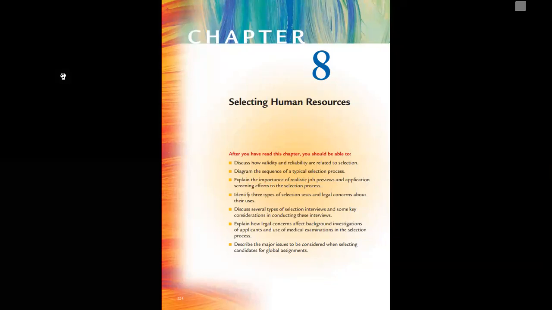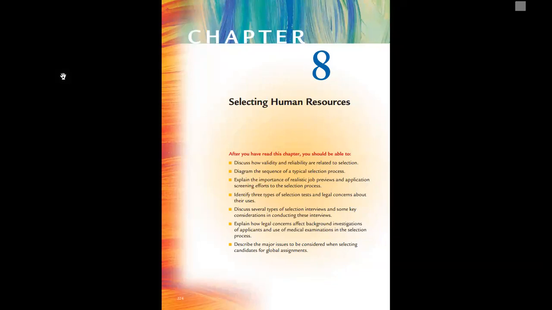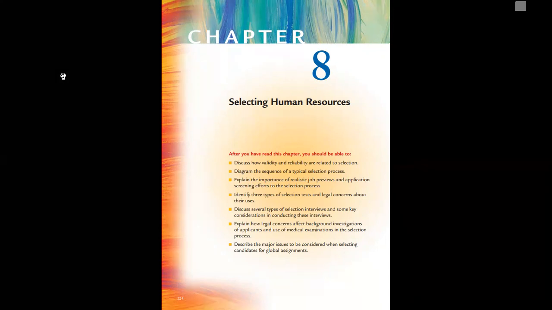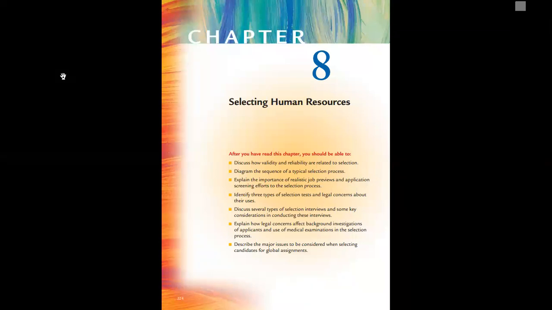So now we are going to study the next topic, which is selecting human resources. In this topic, we are going to learn how organizations select the human resources. In the previous topic, we studied how the organizations create the pool of suitable applicants, and here we are going to learn how the organizations identify, among those candidates, who are suitable for the job.